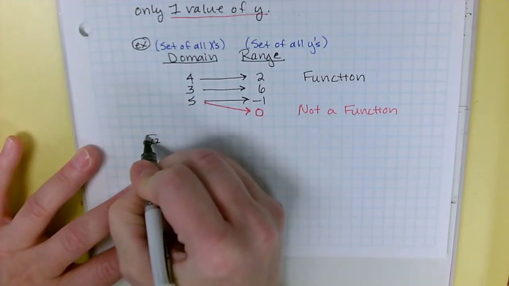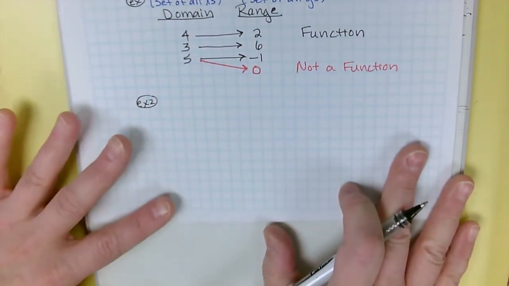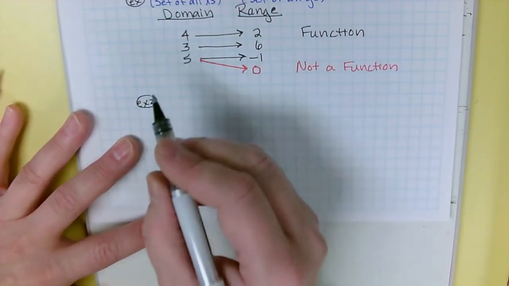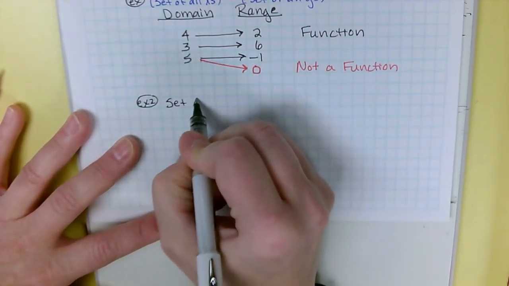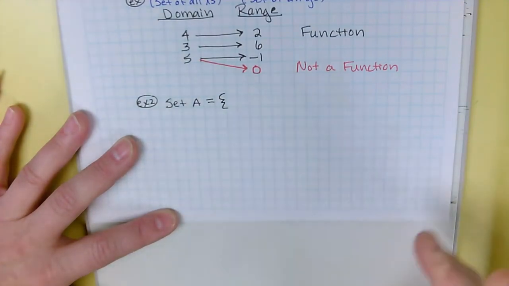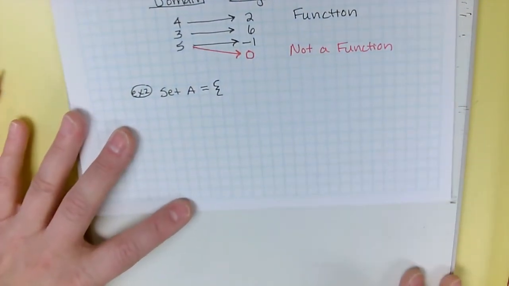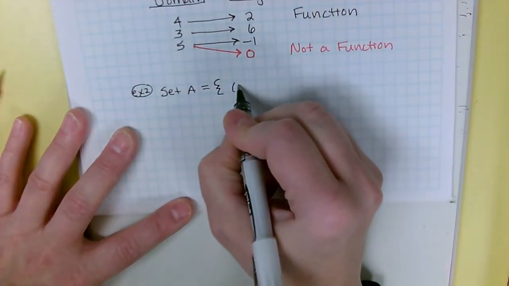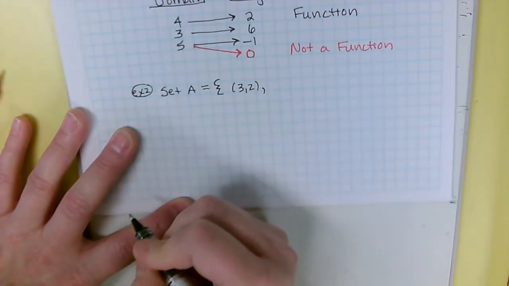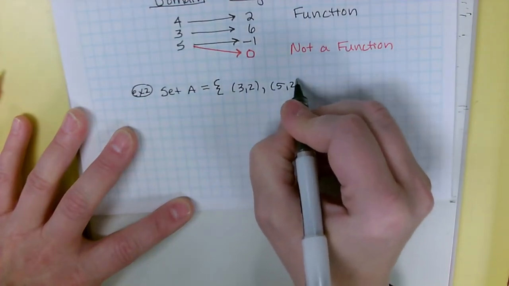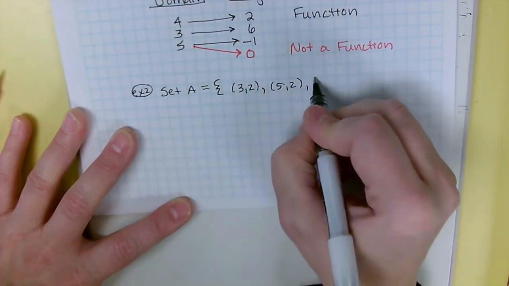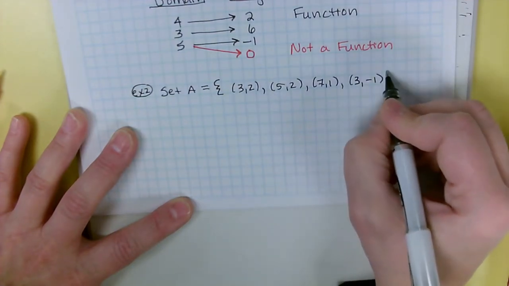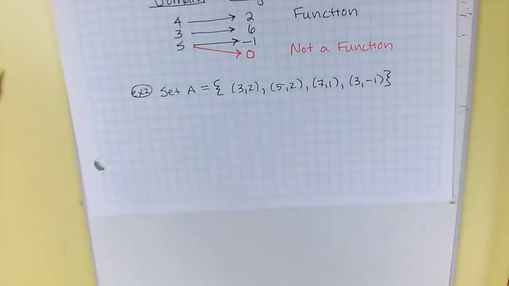All right, so here's another style of problem you're going to see. They're going to use, this is actually roster notation. Let's say set A equals, roster notation can be used with XY pairs. So can set builder. So in this one, we have the pair 3, 2, comma, 5, 2, comma, 7, 1, comma, and the last one is 3, -1. End with a brace.